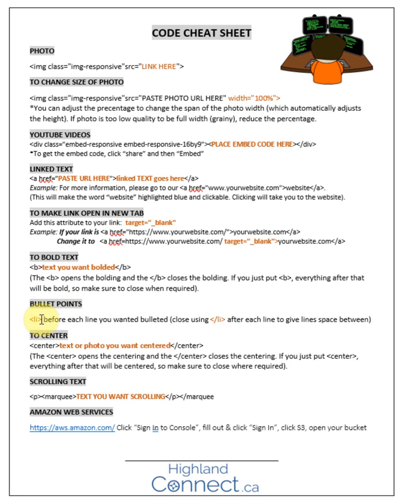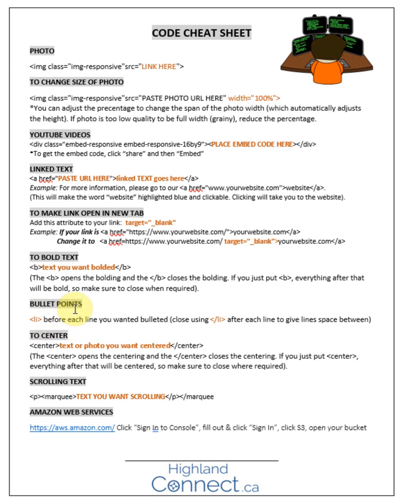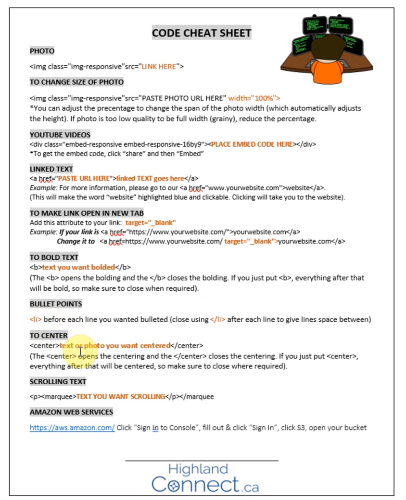To do bullet points, it's these little triangular bracket arrow things with LI, and if you do that before each line, it'll make a bullet point. If you close each line using the break LI piece of code, then that will make a space after each one, so it'll space out your bullet points. And if you just use this at the beginning, it's a tighter list. To center a photo or to center some text, you use the same idea, but it's just "center" instead of a letter. And for scrolling text, which I find really helpful in the public bulletin section of the record.